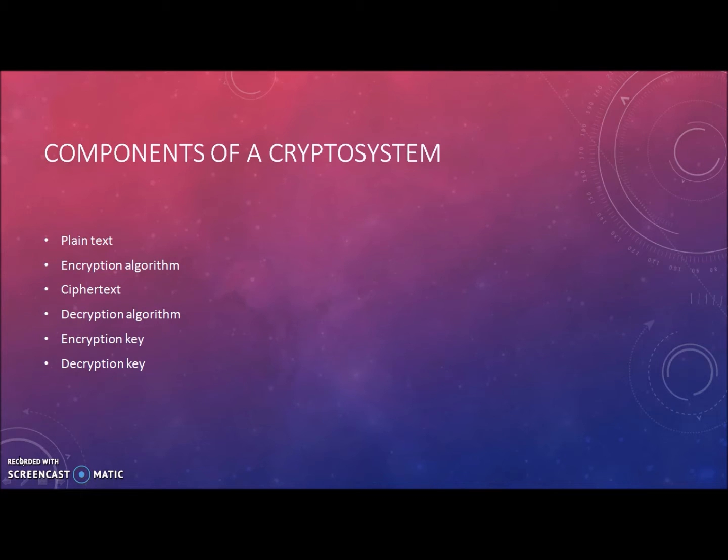Next comes the encryption key. It is the value that is known to the sender. The sender inputs the encryption key into the encryption algorithm along with the plain text in order to compute the ciphertext. The decryption key is the value that is known to the receiver. The decryption key is related to the encryption key, which is obvious, but it is not always identical to it. The receiver inputs the decryption key into the decryption algorithm along with the ciphertext in order to compute the plain text.